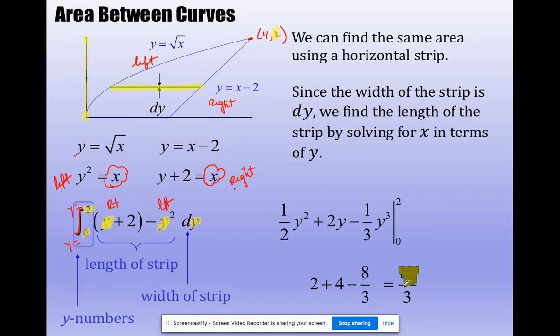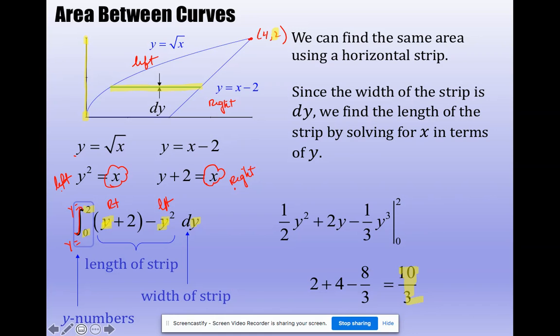And I got 10/3, which is exactly the same answer I would have gotten had I integrated with respect to x and integrated root x and integrated root x minus 2 and plugged in 0 and 2 and subtracted to the first integral and 2 and 4 to the second integral and subtracted. I would end up with 10/3 if I'd made no mistakes.